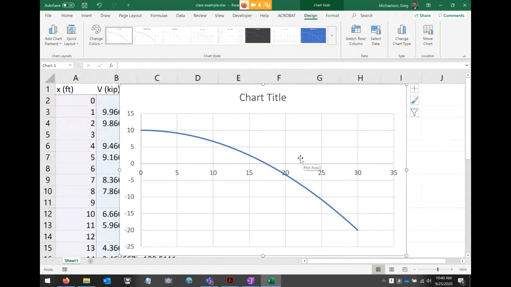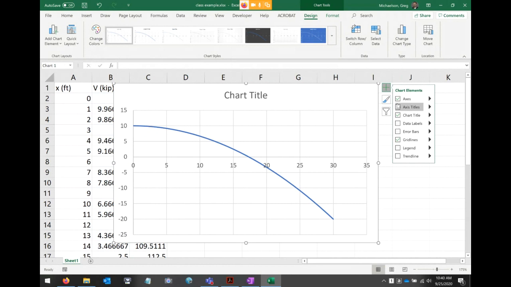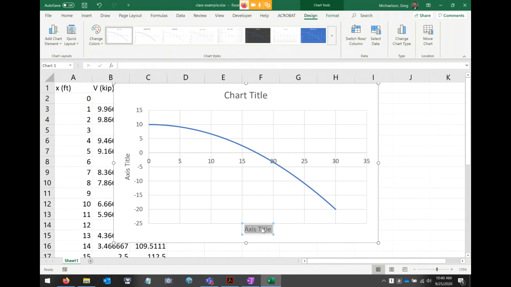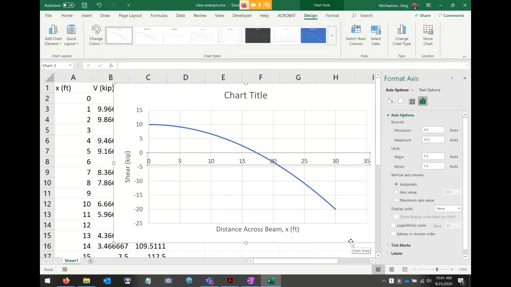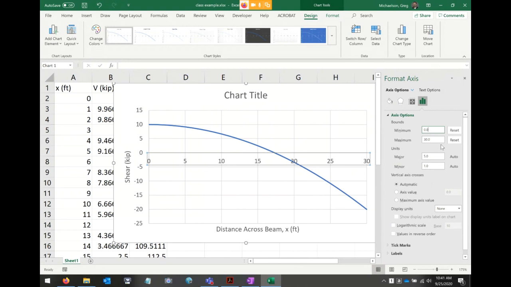All right. Let's pretty this up a bit. Let's add some chart titles. Call that X. Call that the shear. Let's format this axis. So I right click, format axis. You all don't necessarily have to do this, but you can always pause the recording and go with me on this. So we'll change our axis from 0 to 30 so it actually looks like the beam. So there's the entire beam.